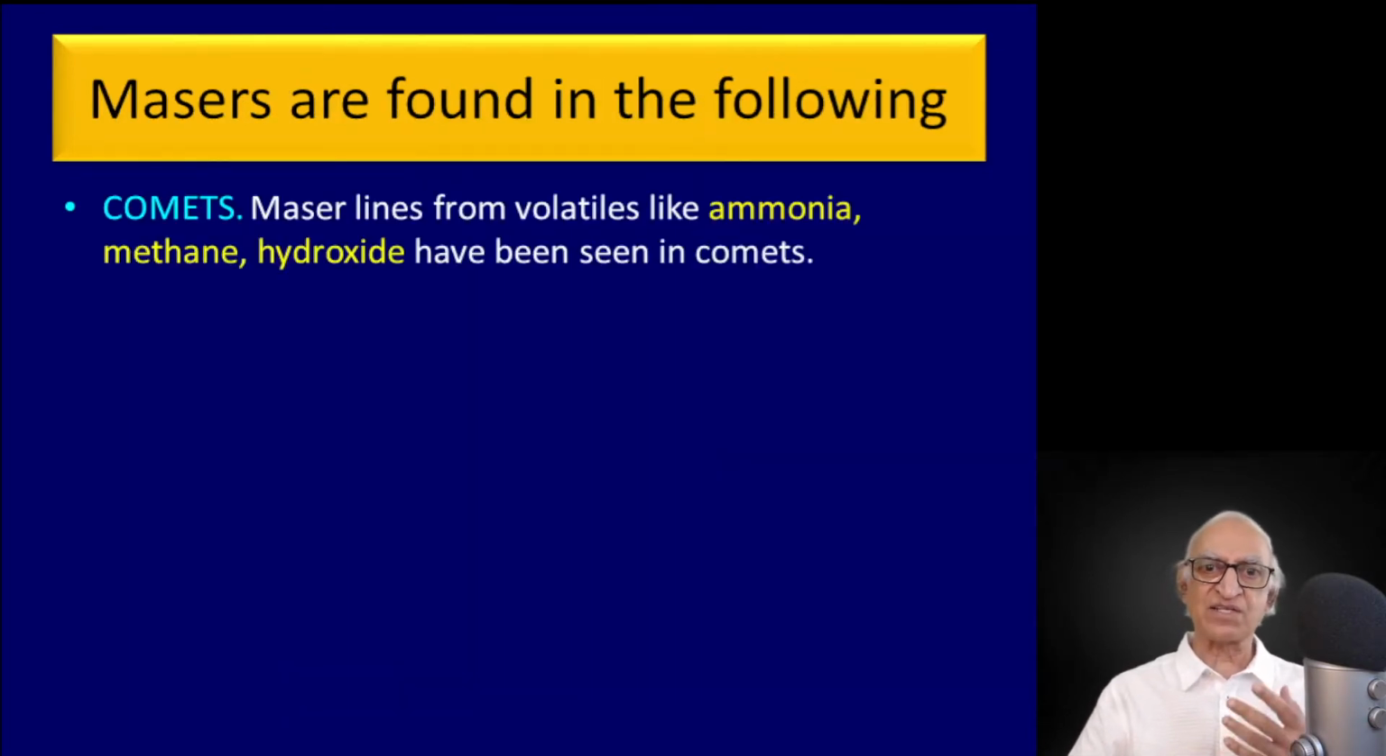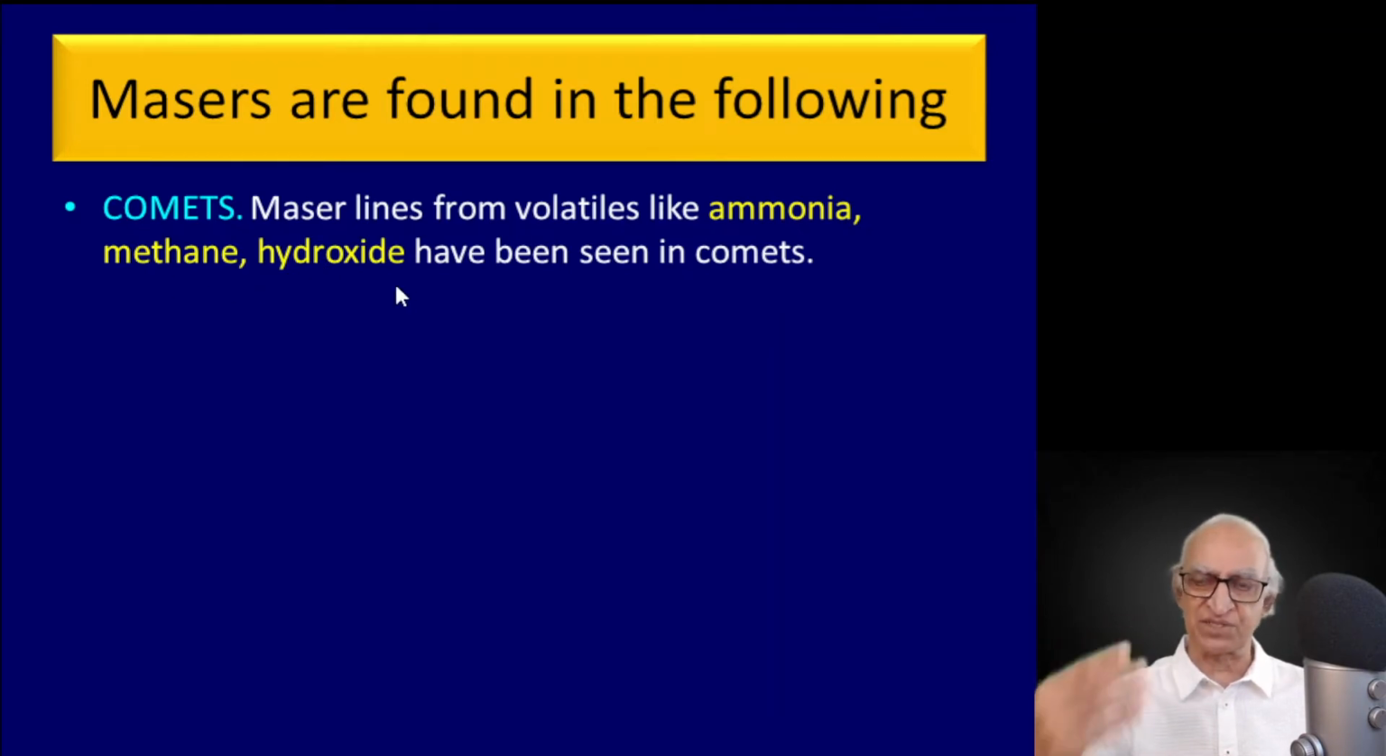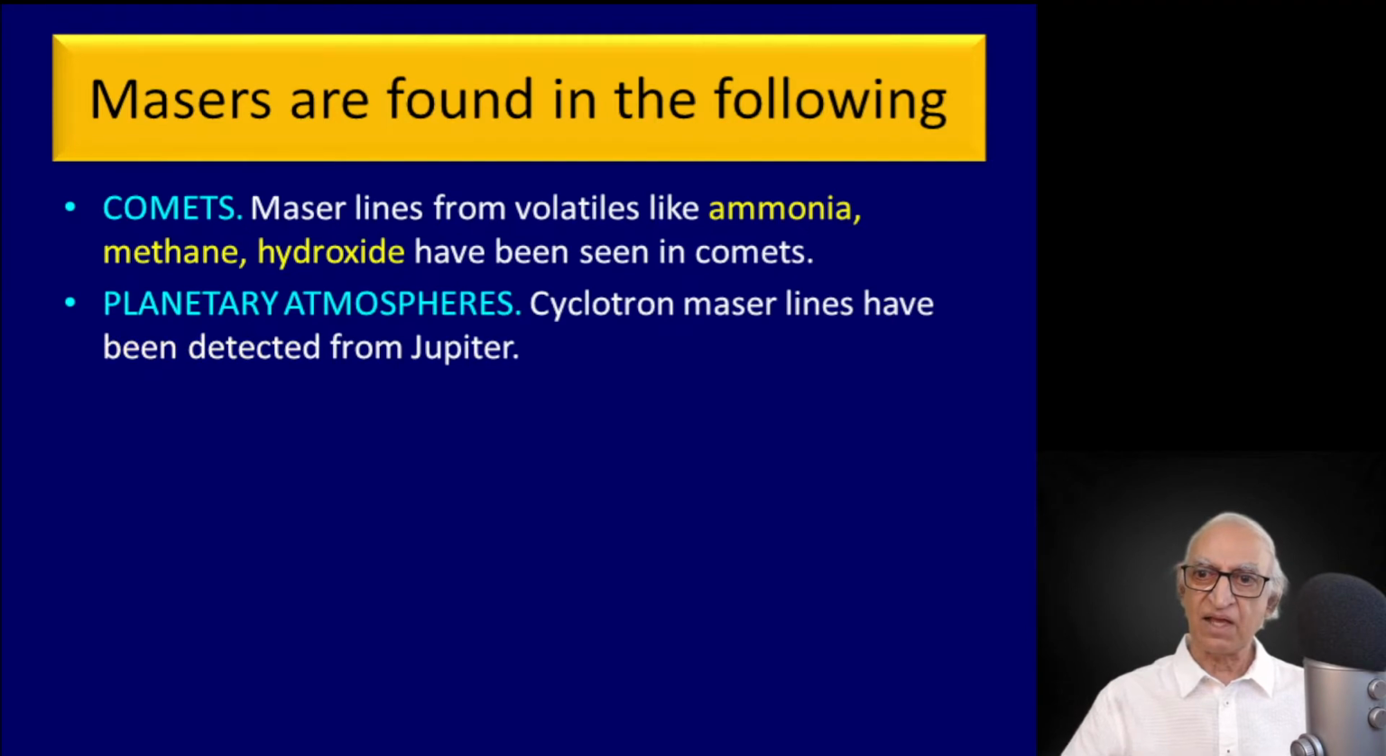Now, what are the astrophysical sources where you find masers? Believe it or not, a very large number of sources. Comets, for example. In many comets, ammonia masers, methane masers, hydroxide masers have been seen. Planetary atmospheres, like the atmosphere of Jupiter, show cyclotron masers.